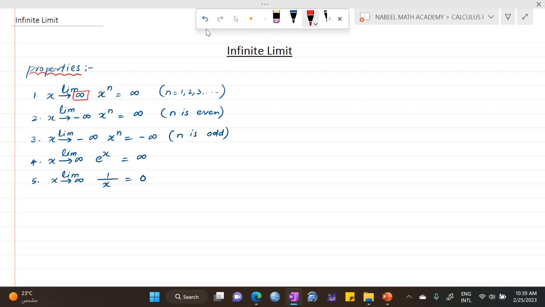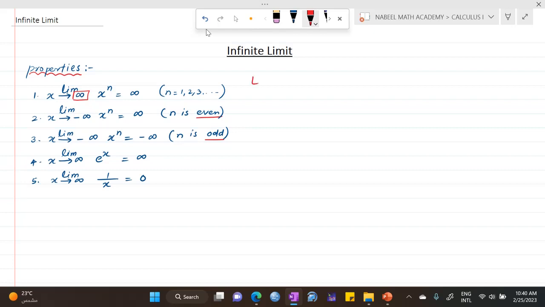Now, the limit as x approaches minus infinity of x to the power n equals plus infinity if n is even. And if x approaches minus infinity, x to the power n equals minus infinity if n is an odd number. Now let us start with the problem we have.